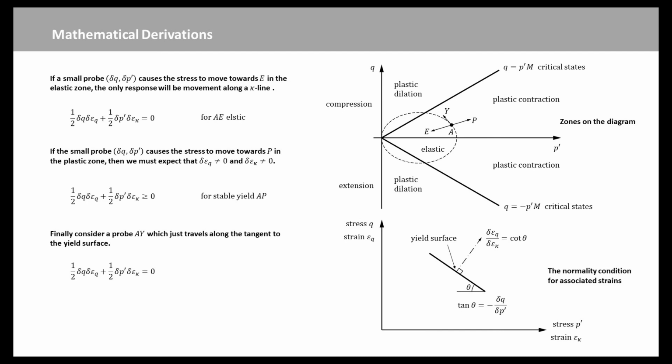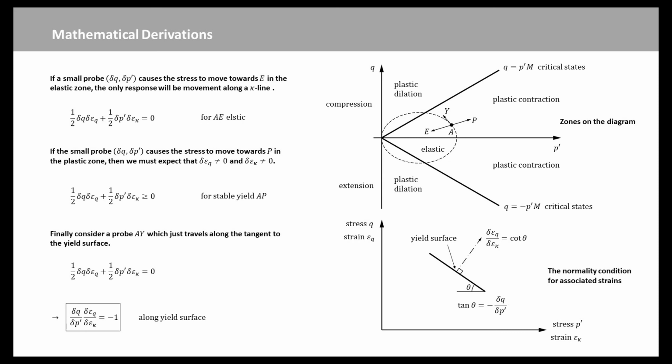A well-behaved plastic material would then obey this equation. This would imply that a probe which only just causes yield would itself do no plastic work on the element, just as would a probe which just misses causing yield. This equation can be rewritten as this expression, which fixes the strain increments in relation to the yield surface, as demonstrated in this figure, and gives rise to the description of this equation as the normality condition.